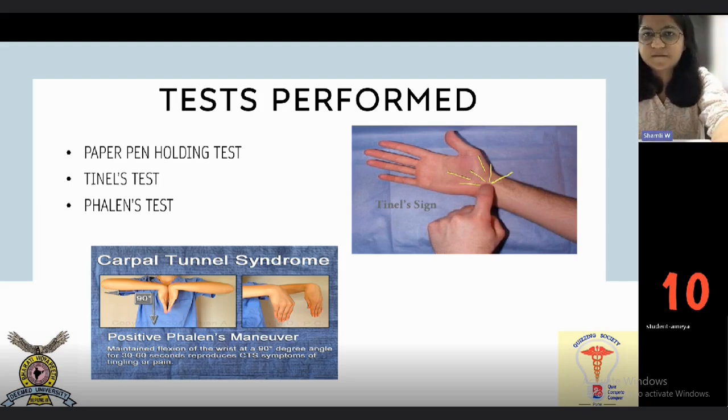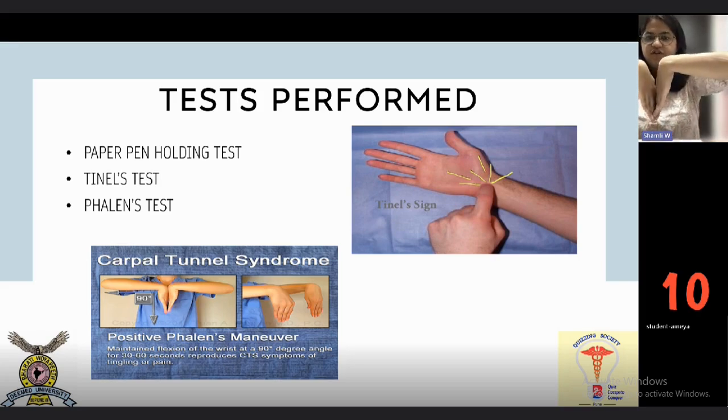as the median nerve supplies abductor pollicis brevis. In Tinel's test, as you can see in the diagram there, if we put our hand on the median nerve and the patient has the tingling sensation, then we say that Tinel's test is positive. In Phalen's test, we tell the patient to make this movement for 30 to 60 seconds. And if there is tingling and numbing sensation or pain after this, then it is a positive sign.